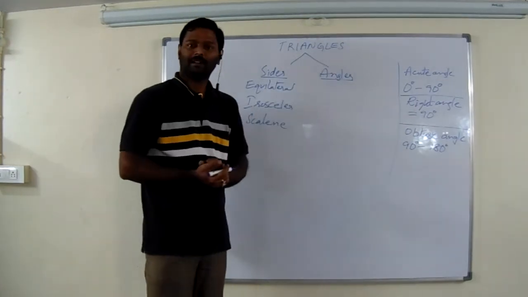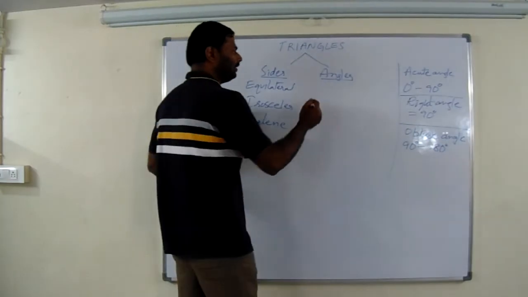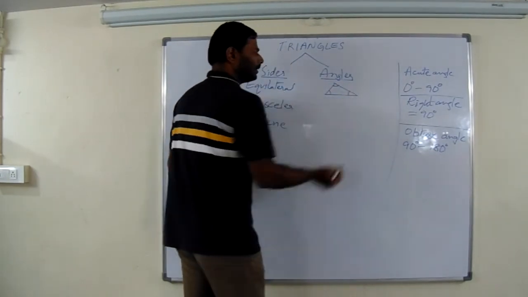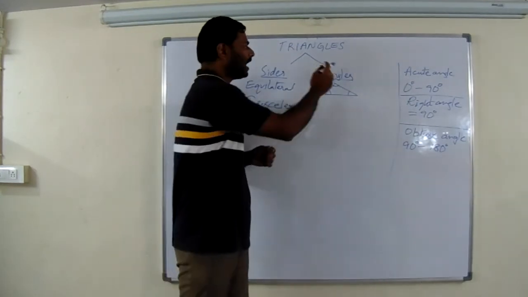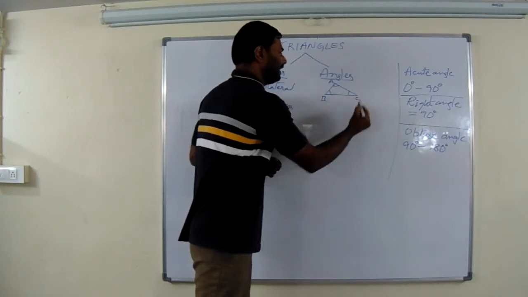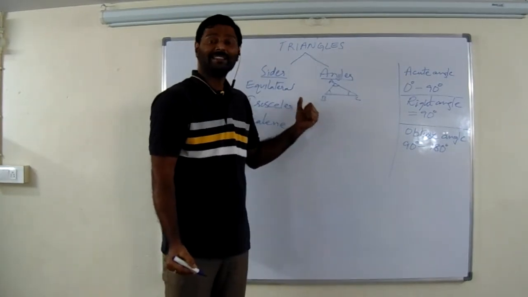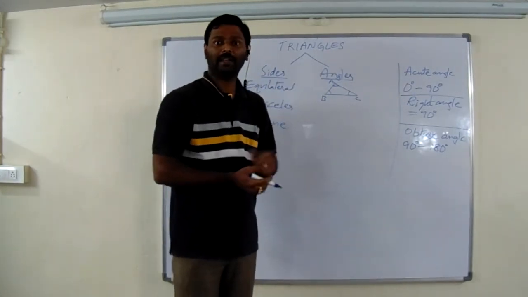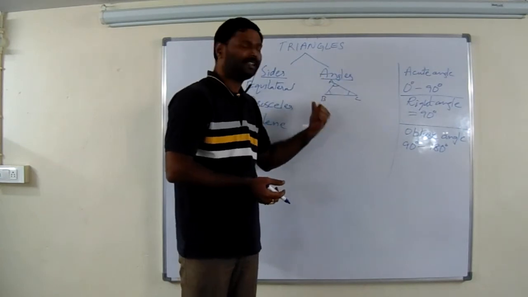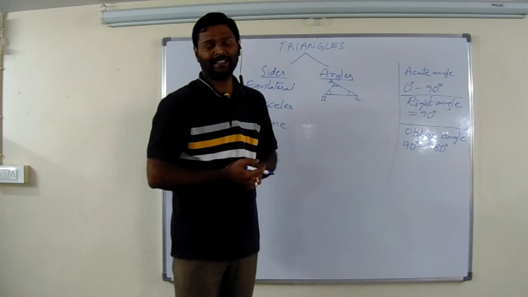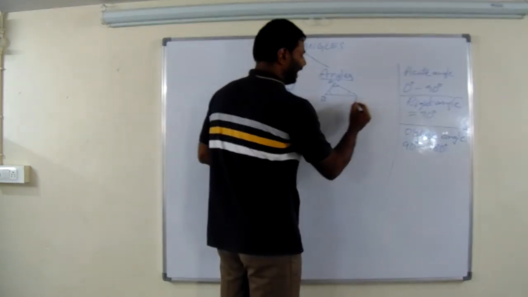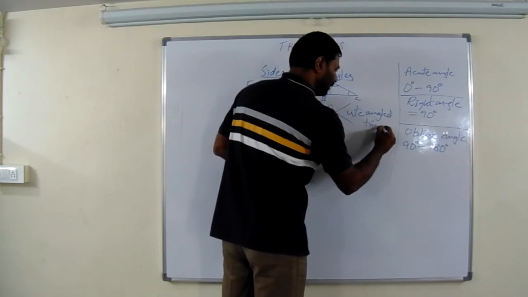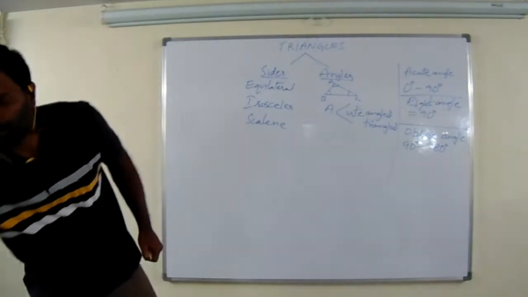Coming to the types of triangles based on angles. In a triangle we know that three interior angles will be there. Suppose this is a triangle ABC. If each of the interior angles is less than 90 degrees but above 0 degrees, that is, an acute angle, like all the three angles, each one less than 90 degrees, then we call such a triangle an acute angled triangle.